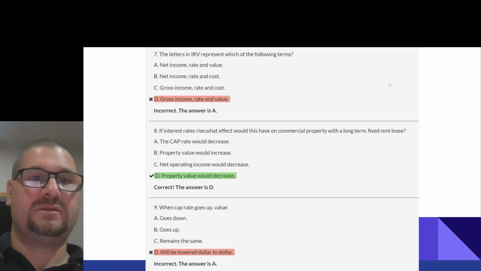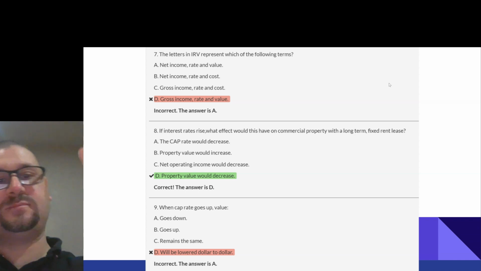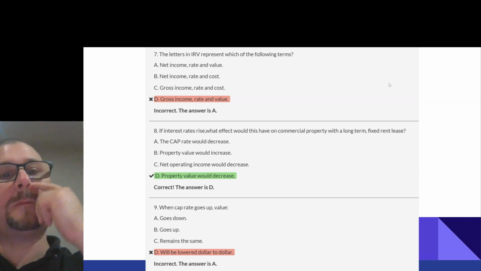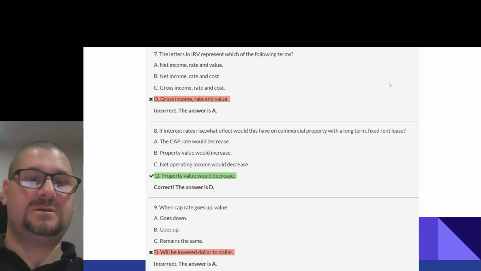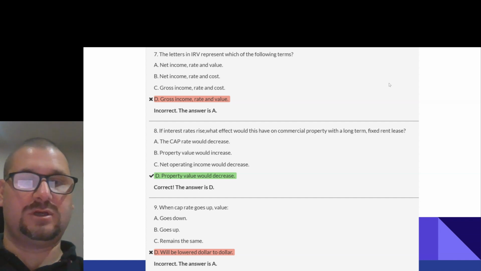When the cap rate goes up, value does what? Goes down. So cap rate goes up, value goes down, right? Interest goes up, cap rate goes up, value goes down, right? So the value goes up, no. Remains the same, no. Will be lowered dollar for dollar, no.